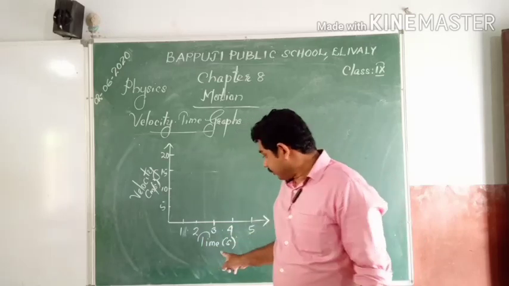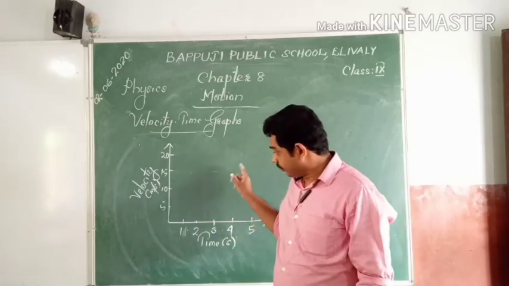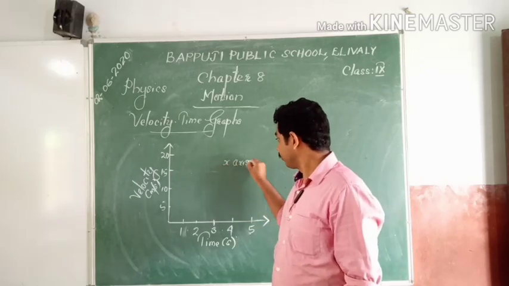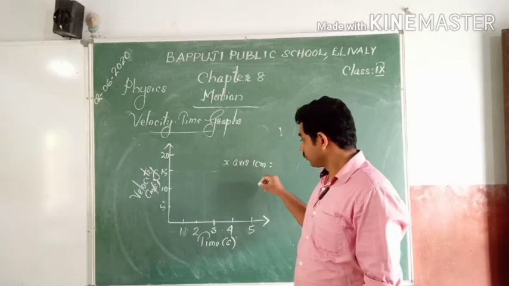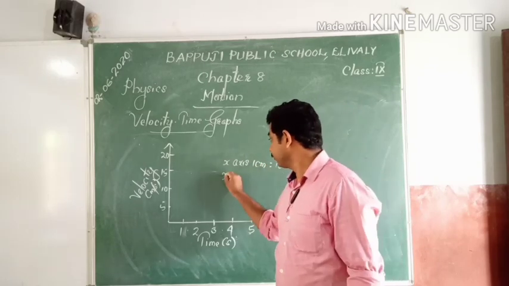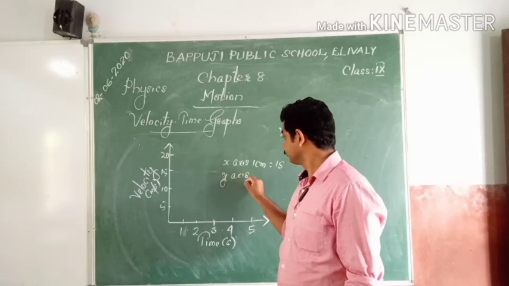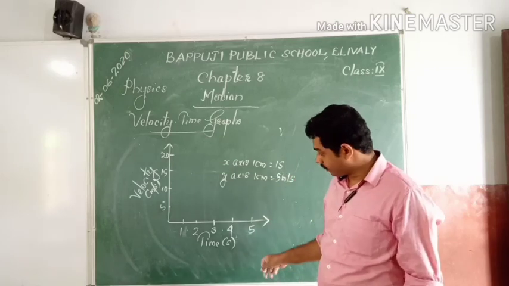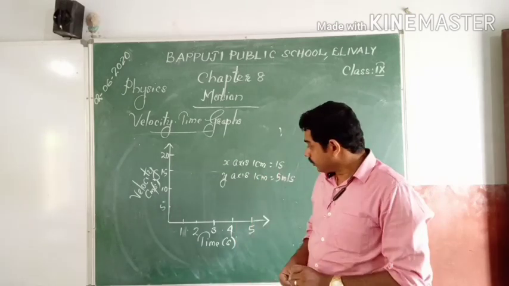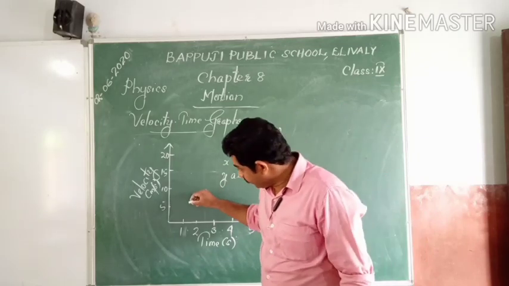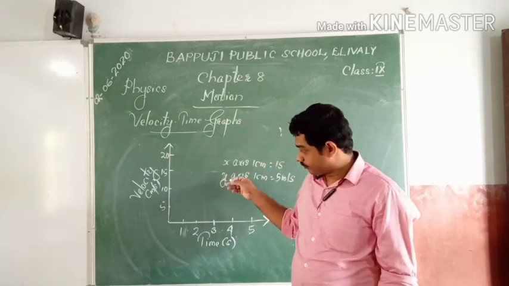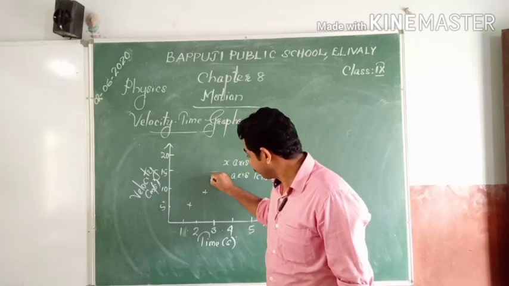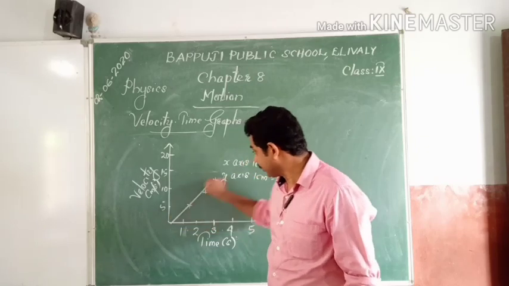Here we can take any convenient scale. On the x-axis, 1 centimeter is equal to 1 second. On the y-axis, 1 centimeter is equal to 5 meters per second. Velocity is on the y-axis and time is on the x-axis. If its velocity changes to 5 meters per second, 10 meters per second, and then in the next second 15 meters per second, we will get a straight line.